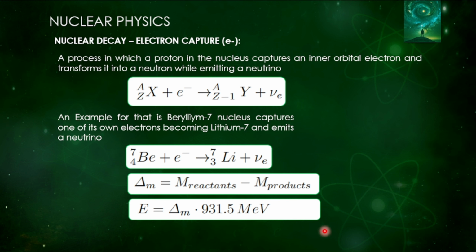And also, no need to do the same calculations all over again. Here we note something again: the nucleus captures an inner orbital electron and transforms it into a neutron. This decreases the charge by 1. This is what's happening, all right?